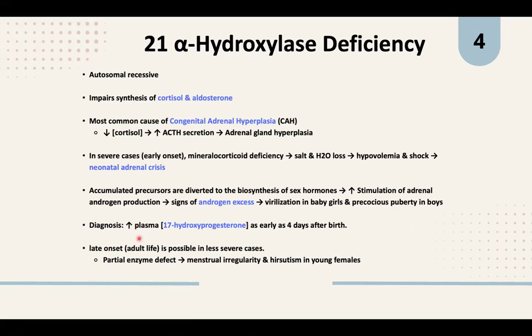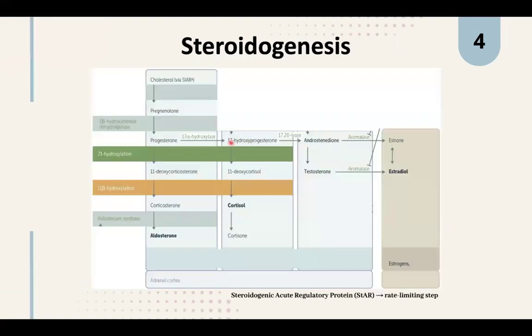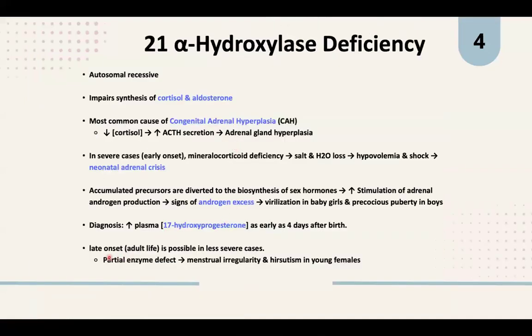How do they diagnose it? There's increased plasma 17-hydroxyprogesterone. Which one was this? It was this one over here, 17-hydroxyprogesterone, because it can't go down to make cortisol. All it can do is either be made into androgens or just build up. Okay, so this can build up.